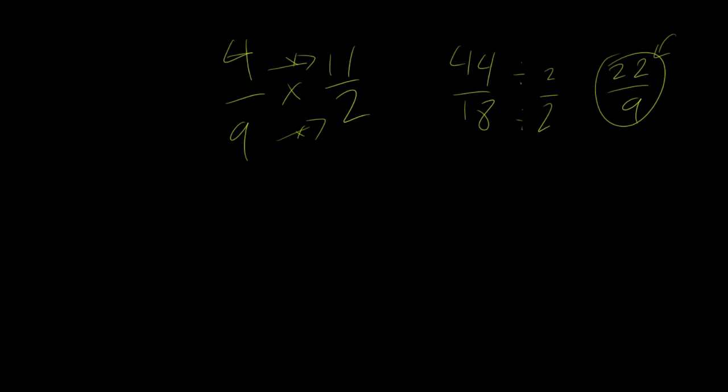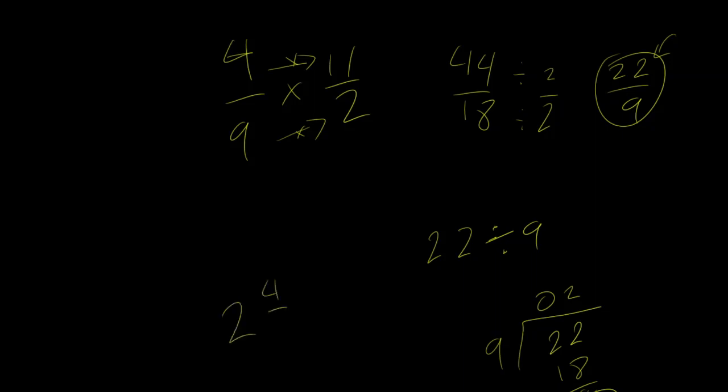If we wanted this as a whole number, we would count how many times 9 could go into 22. If you did this, you would be doing 22 divided by 9. And if we tried to do the division, we would get 2, and that would be 18, with a remainder of 4. So we would get 2, and then 4 over 9, as that's the remainder of it, and that would be the same thing as this.